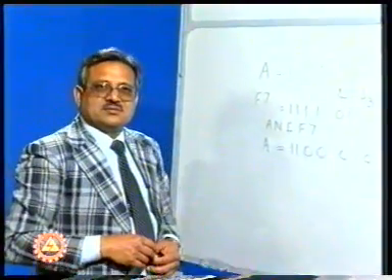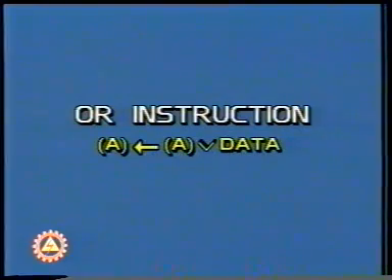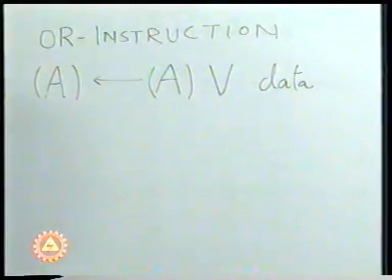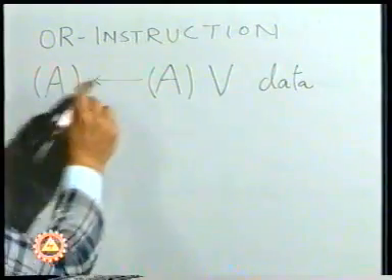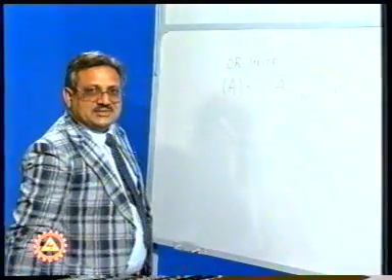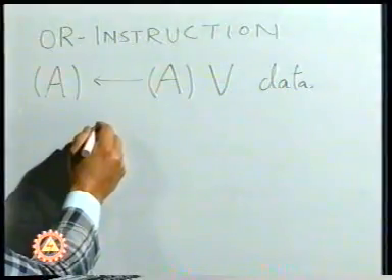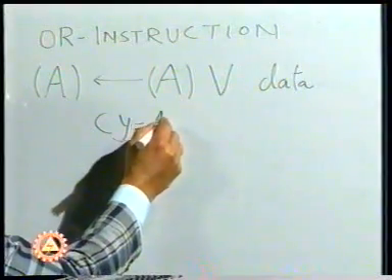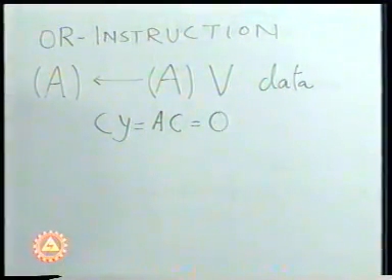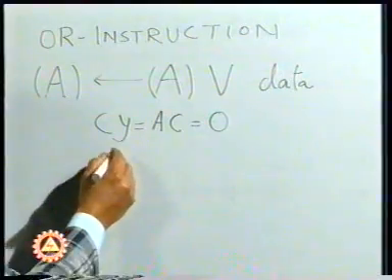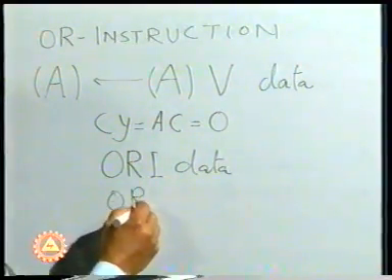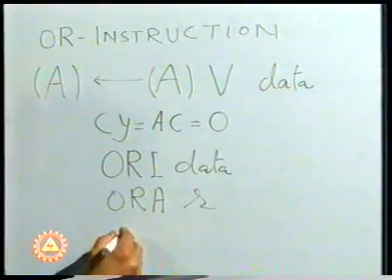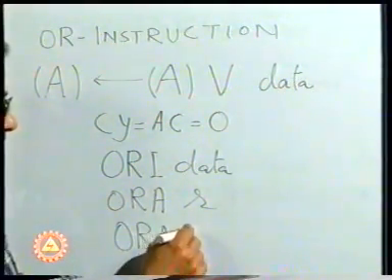We now take on the next logic instruction, that is the OR instruction. In OR instruction, the contents of accumulator are ORed bit by bit with the data byte, and the result is stored back in accumulator. OR instruction affects all the flags except the carry and the auxiliary carry, which are reset by this OR instruction. Like AND instruction, OR instructions are also of three types, that is ORI data, ORA R, and ORA M.